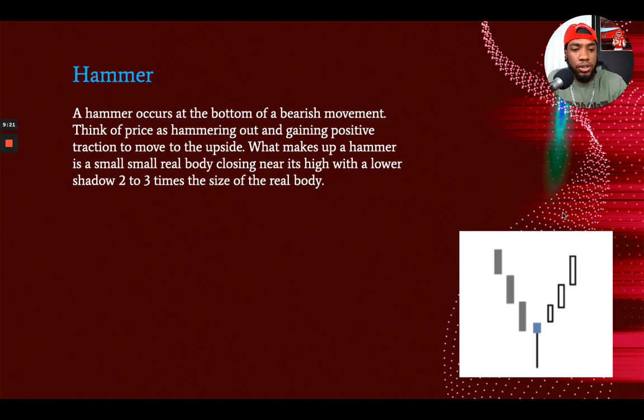right? So if we look at this candlestick, we see price has a small real body, right? Little to no upper wick and a long lower wick, right? So what this is telling us is that price, we see it was in a downtrend.